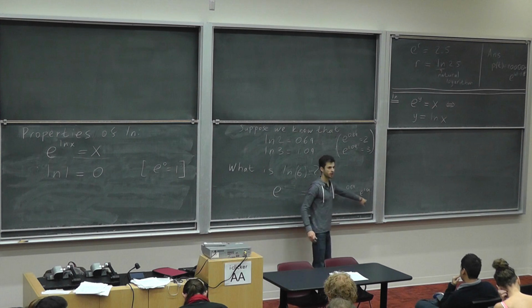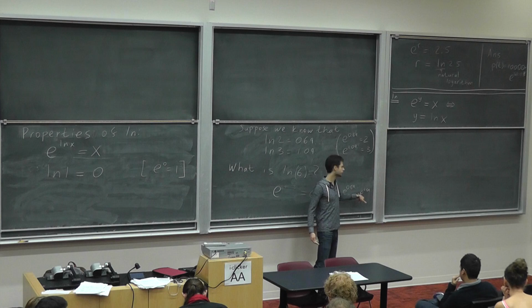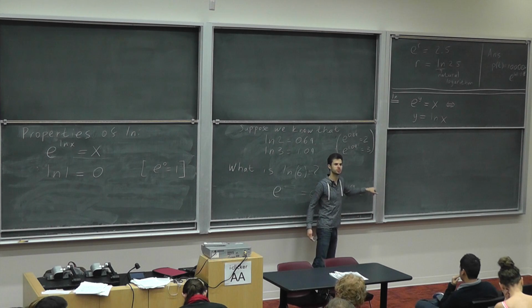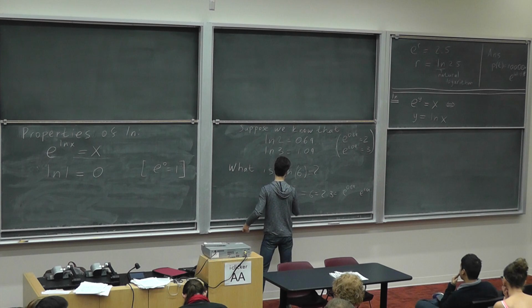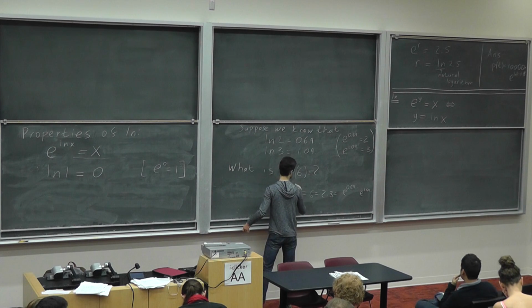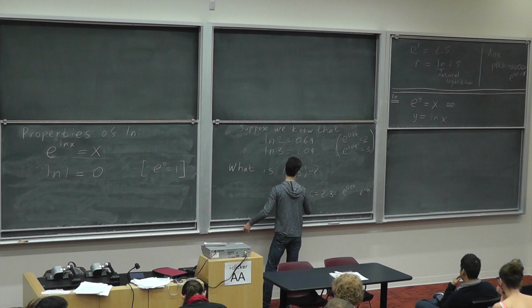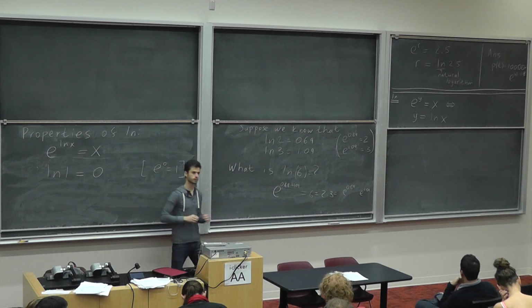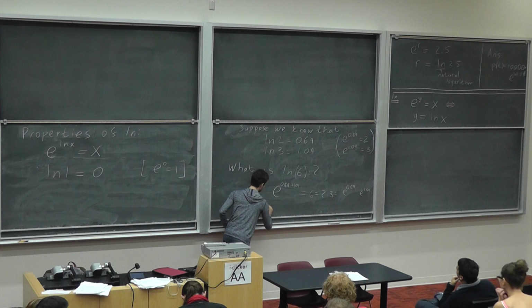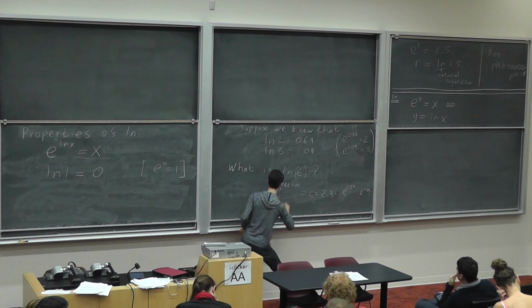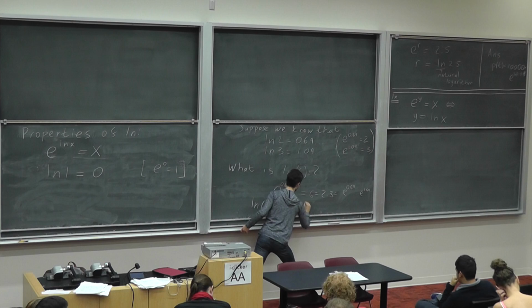Well, I know the rule for how to multiply e to some power times e to some power. It's just e to the power of the sum, 0.69 plus 1.09. So that would be the logarithm. ln of 6 is just the sum of these two values: ln of 2 plus ln of 3.